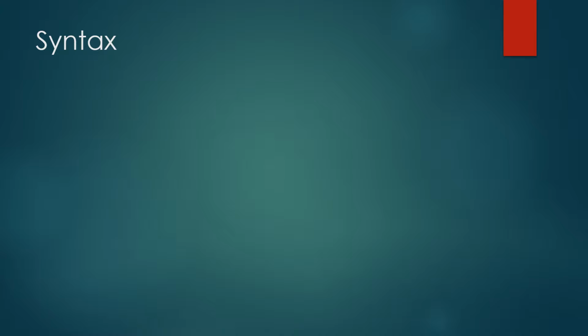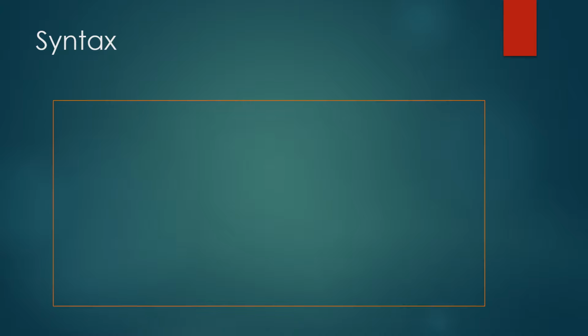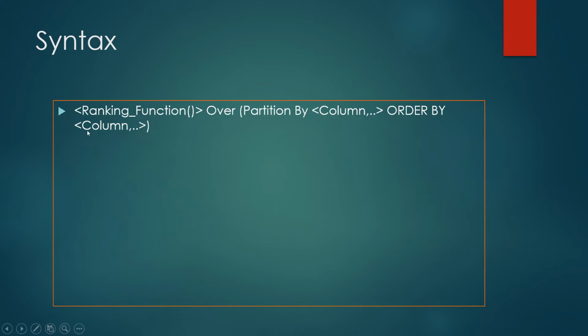Now, what is the syntax of ranking functions? The ranking function syntax is, you will use a ranking function here, that is RANK, DENSE_RANK, ROW_NUMBER, and NTILE. And then after that, you will have an OVER clause. And after the OVER clause, there will be a bracket. And in the bracket, you have PARTITION BY, where you can have multiple columns separated by commas. And then you can use ORDER BY. PARTITION BY is optional. So in case you want to order the entire table data, you don't need any partition logic there.